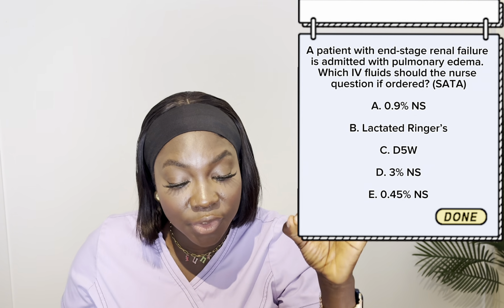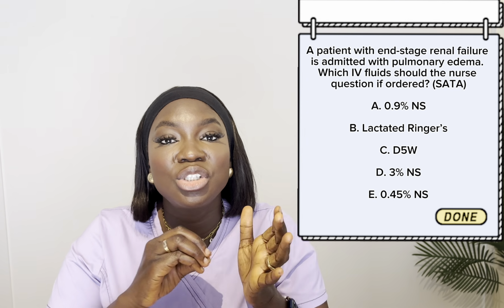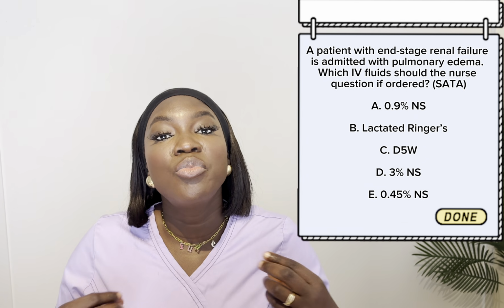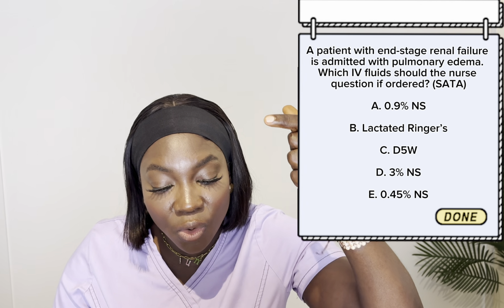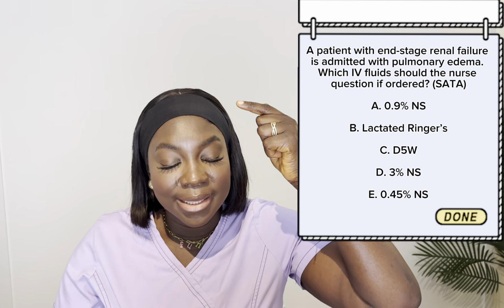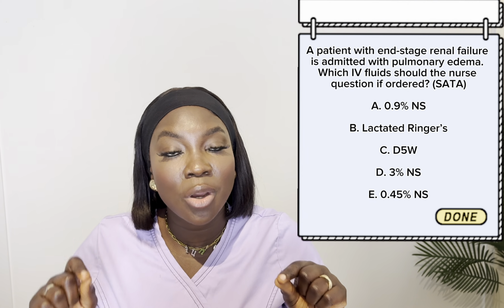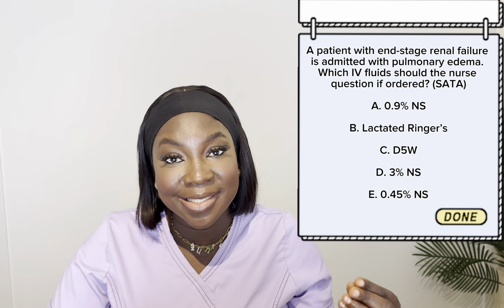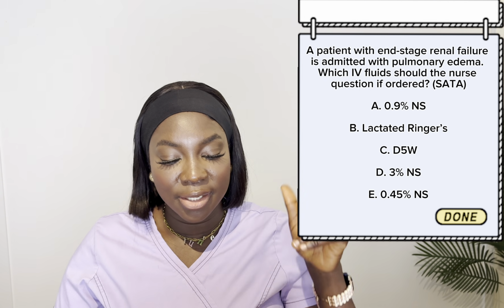Let's go into each. The first one, A says 0.9 normal saline. You have to question this order. Why? Because 0.9 normal saline expands intravascular volume, and this will worsen pulmonary edema. Look at the question. The question says a patient with end-stage renal failure with pulmonary edema. That is why you will question that, because it will worsen pulmonary edema. And you know that 0.9 normal saline is sodium chloride. So if you give extra sodium, the failing kidneys cannot excrete the sodium, and this will lead to fluid retention. Okay, and that's why A is wrong.